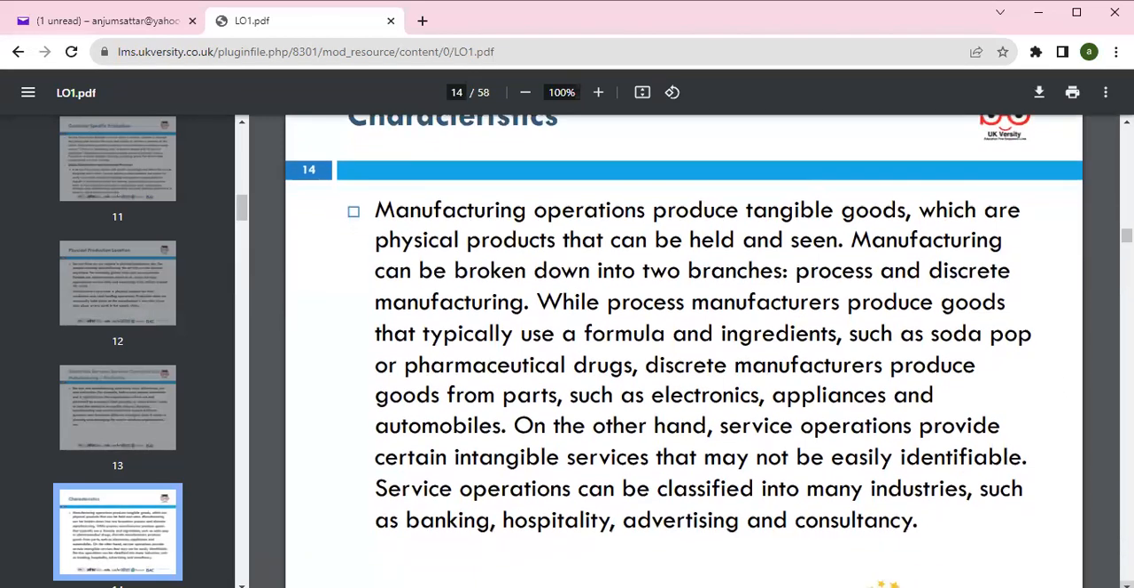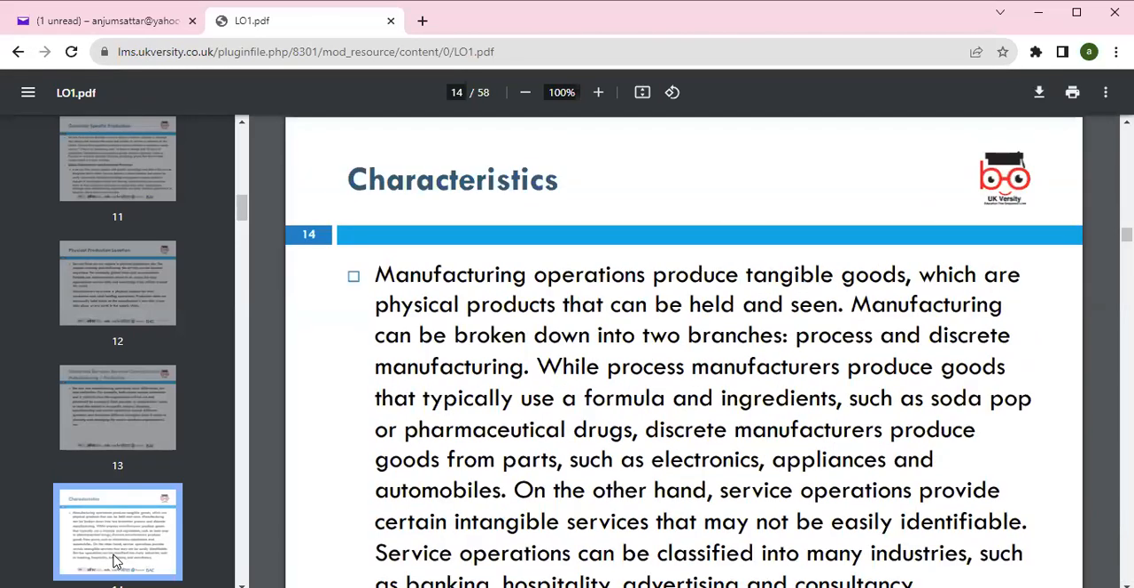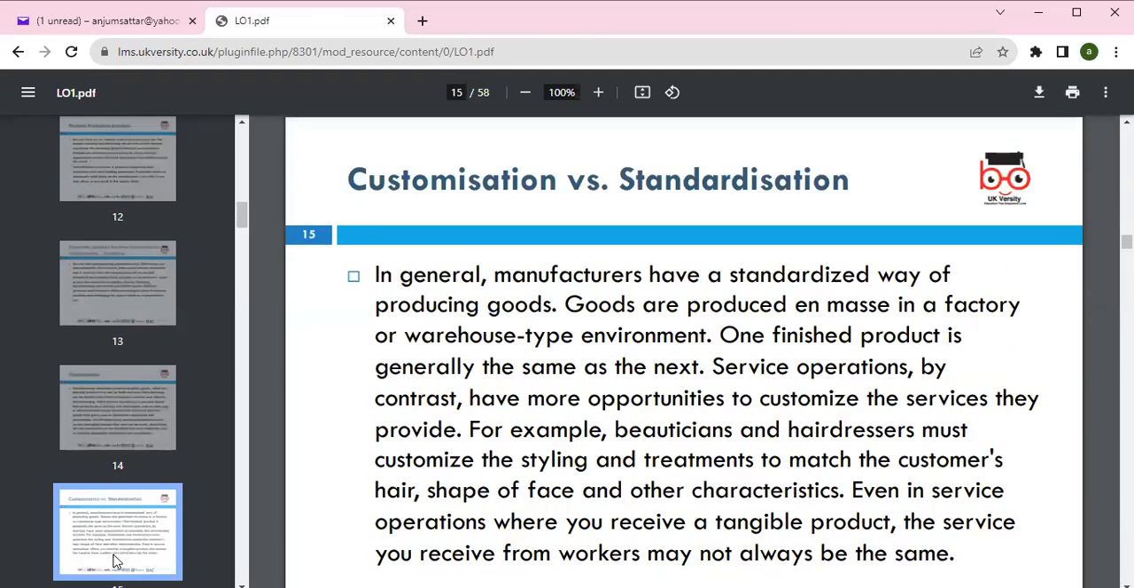Okay, this is a more generic discussion, guys. It's good so you can understand commercial awareness. Customization and standardization.